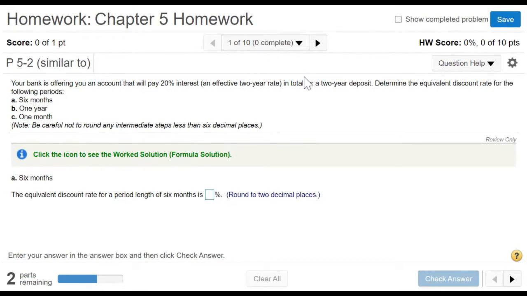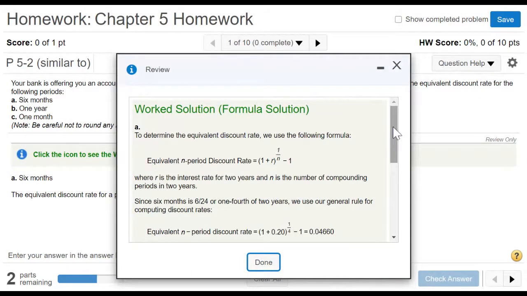All right. So let me show you this. It says your bank is offering an account that will pay 20% interest, an effective 2-year rate in total for a 2-year deposit. Determine the equivalent discount rate for the following. So let's start with the 6 months. Let's see how that looks. So for the 6 months, let me explain that. How many 6 months are there in 2 years? There are 4 of them.